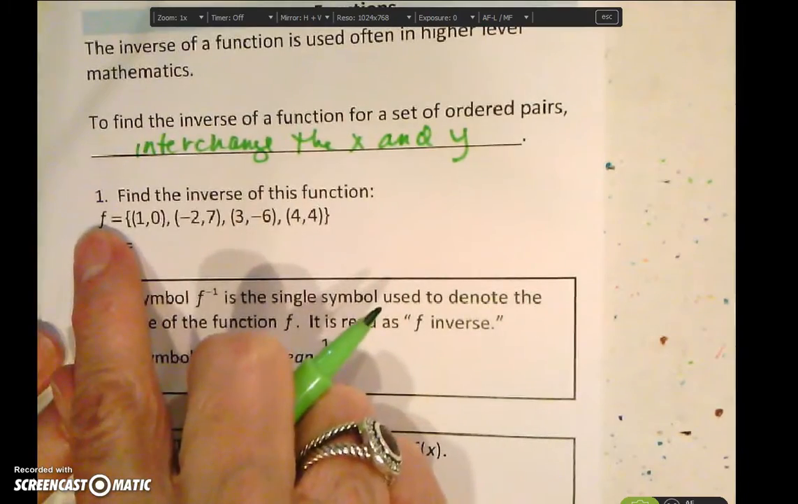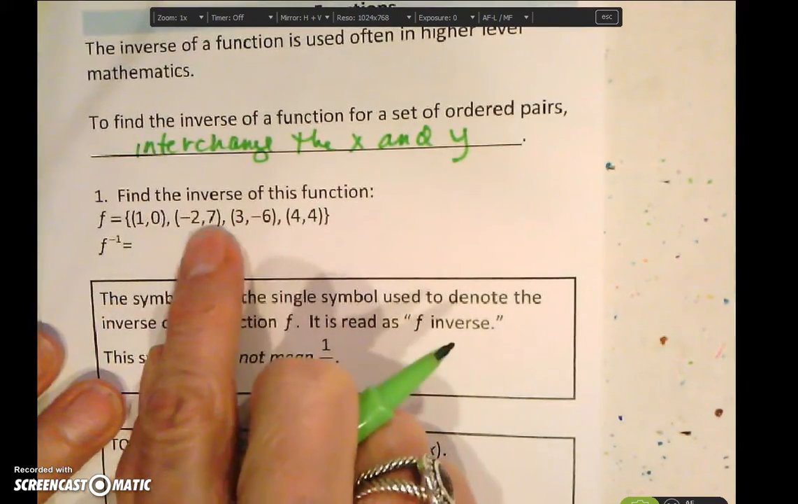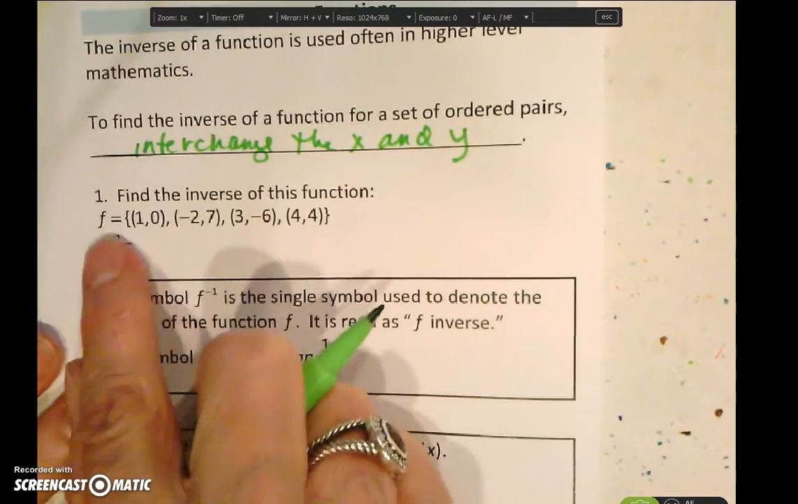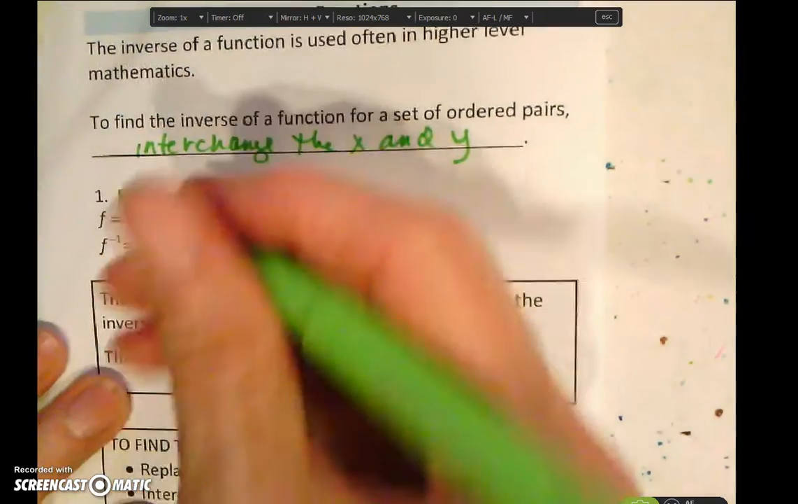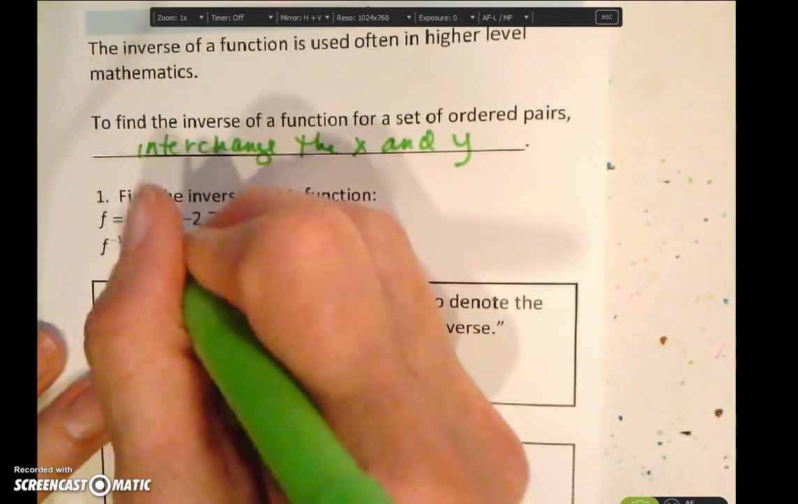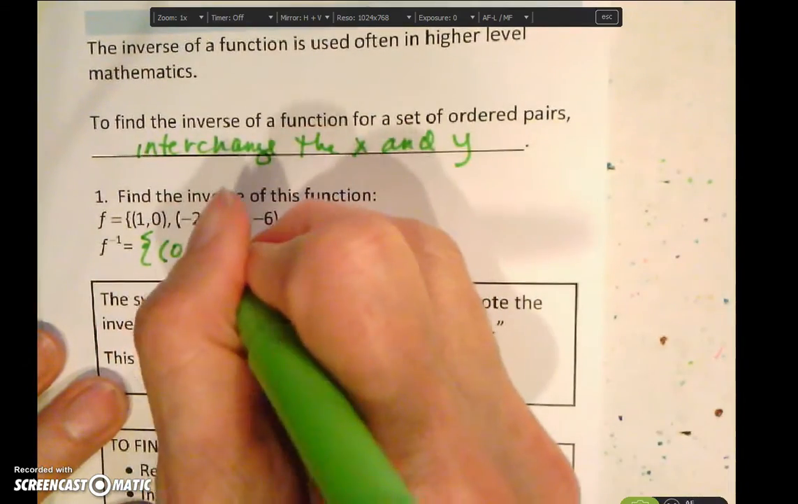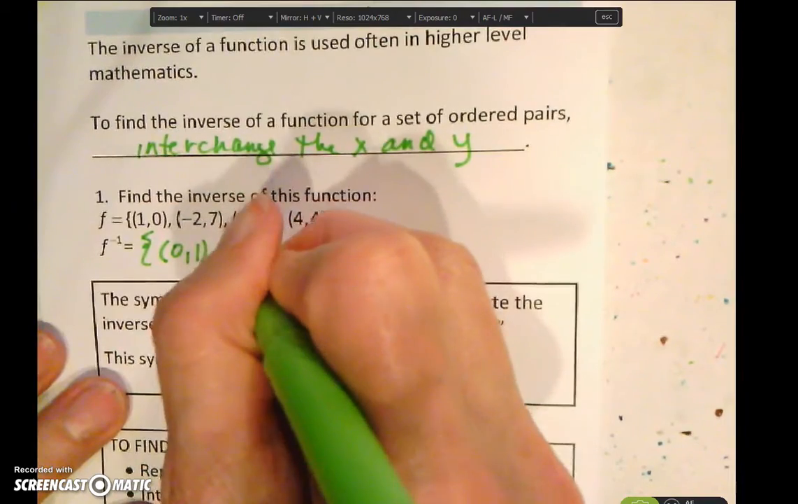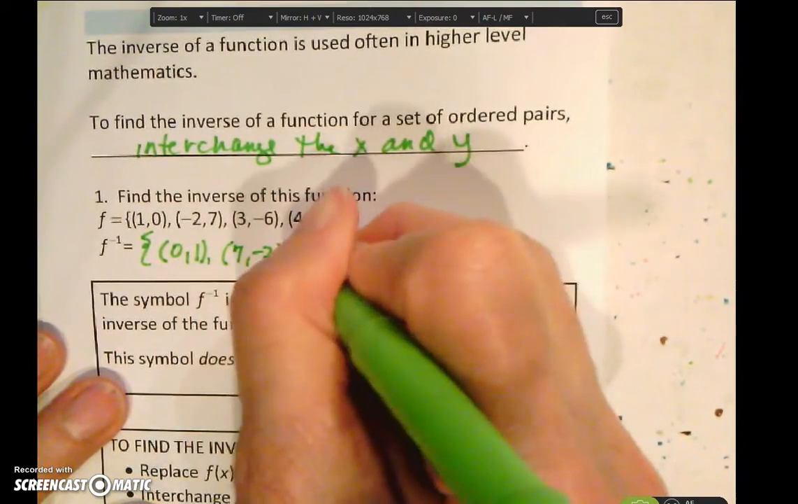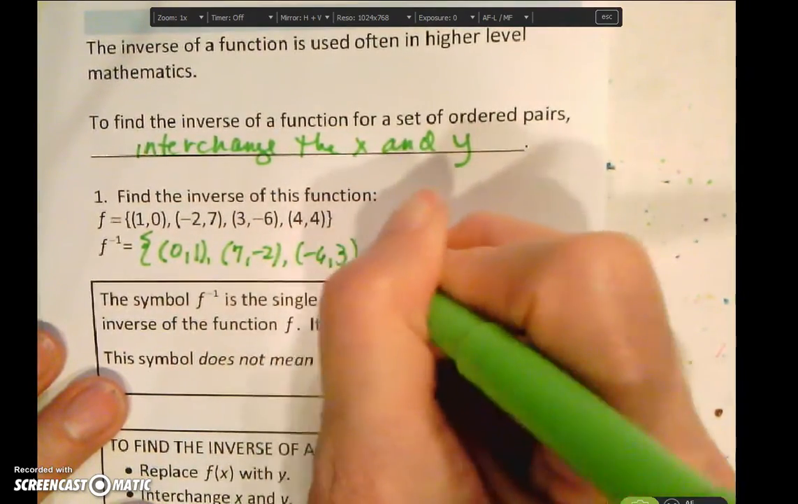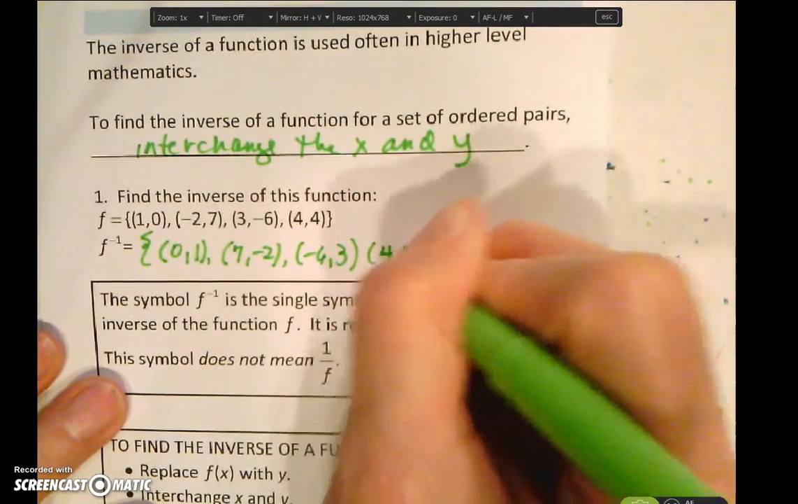So if I have a function f, and it's defined with a set of ordered pairs, its inverse, which I'm going to write this way, is going to be equal to, and rather than 1, 0, I'm going to write 0, 1. So swap the x and the y. Then we'll do 7, negative 2, negative 6, 3, and 4, 4.